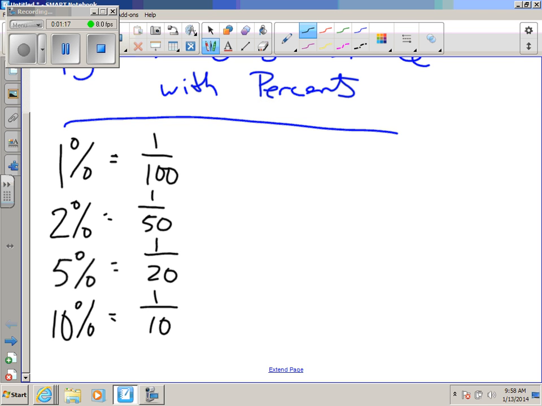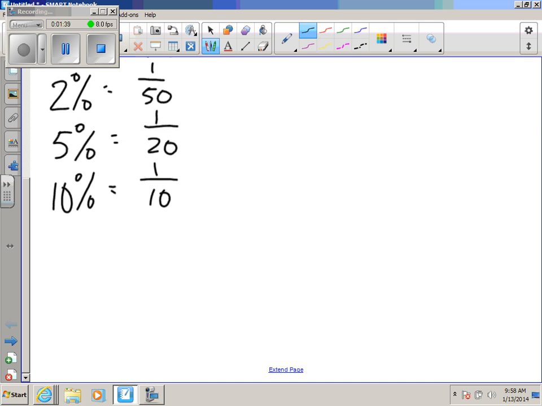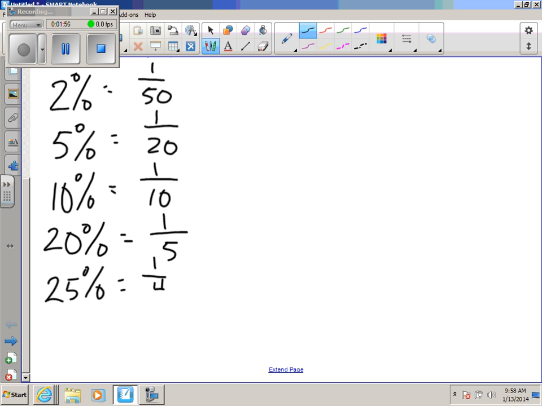Now, we're going to keep going with these, but why don't we use 3%, 4%, 8%, because we're going to use benchmarks. And we're going to be able to pick which ones fit the best based on the problems that we're using, okay? As we continue, we can jump right to 20%. 20% is going to be 1/5. 25%, 1/4.